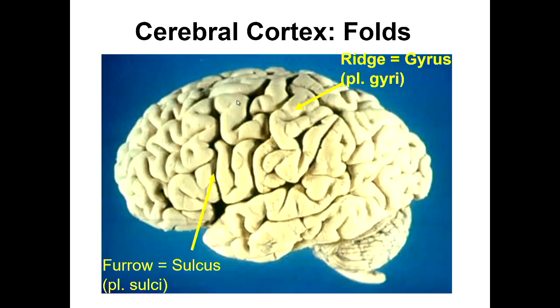Now, the bumps on the surface of the cerebral cortex, or the ridges, are known as a gyrus in the singular, or gyri in the plural. And in between the ridges are quite deep furrows, or slits, which are known as a sulcus in the singular, or sulci in the plural. In a way, this is kind of like a mountain range. The hills or the ridges of the mountains are the gyri, and the valleys in between are the sulci.